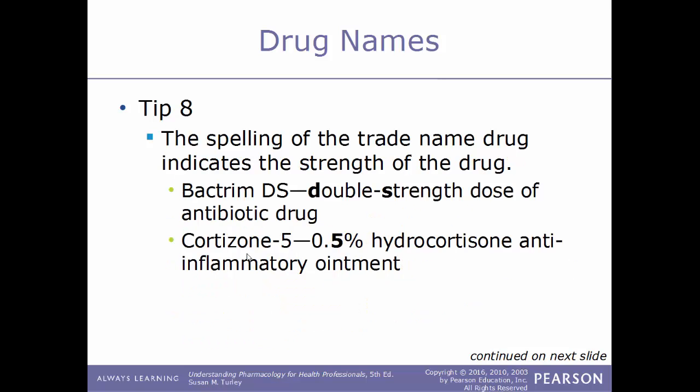Tip number 8, the spelling of the trade name indicates the strength of the drug. Bactrim DS, the DS stands for double strength. Cortisone 5, that 5 is a reference to the percentage of hydrocortisone. So it is a 0.5% hydrocortisone anti-inflammatory ointment.